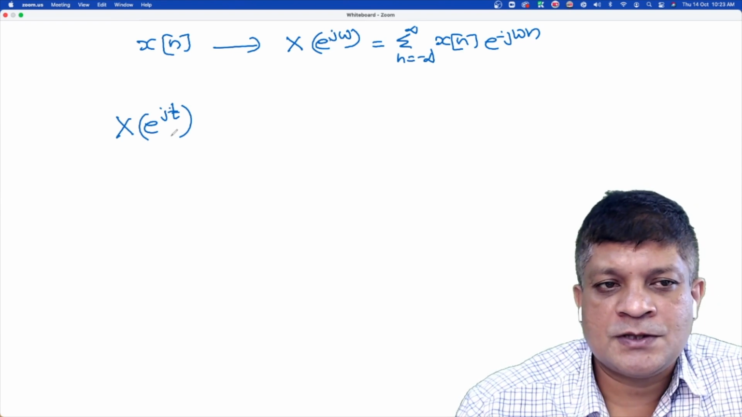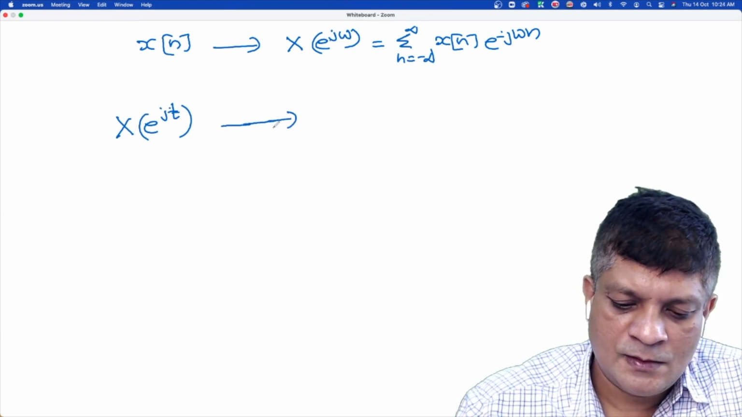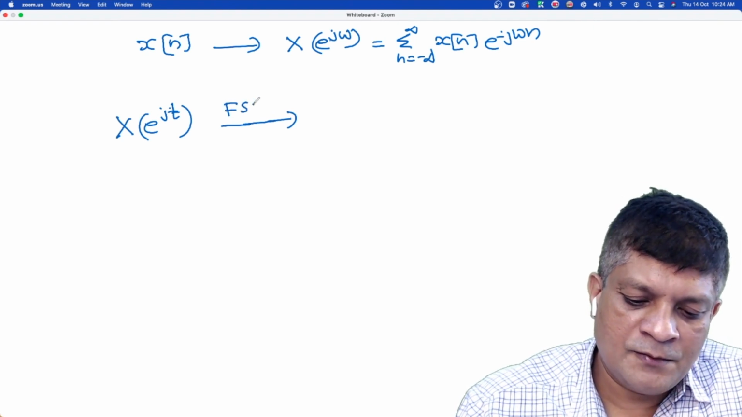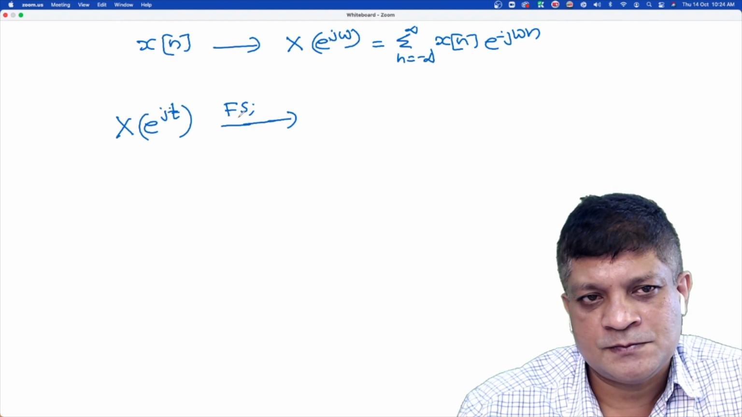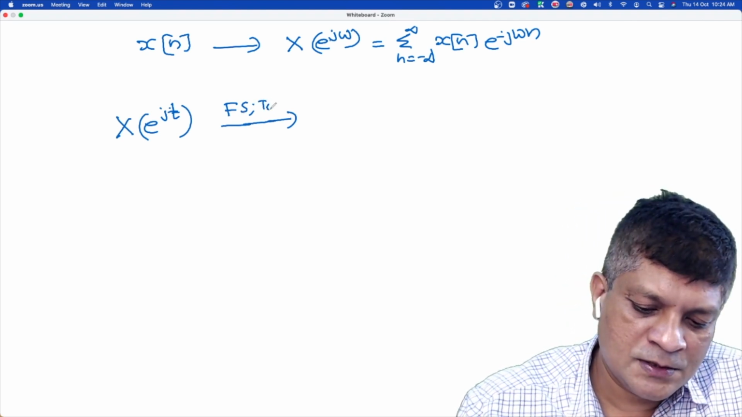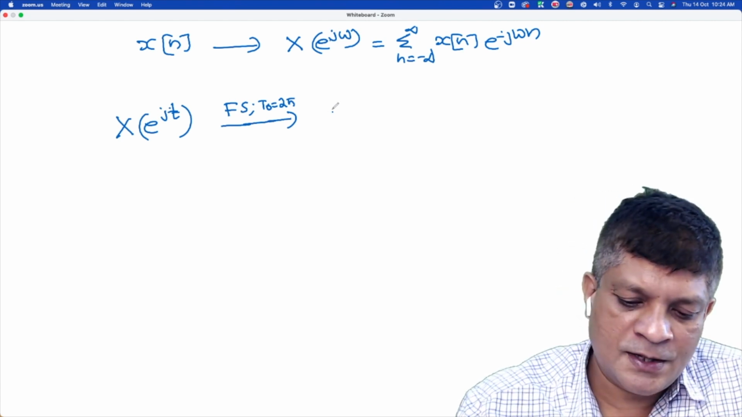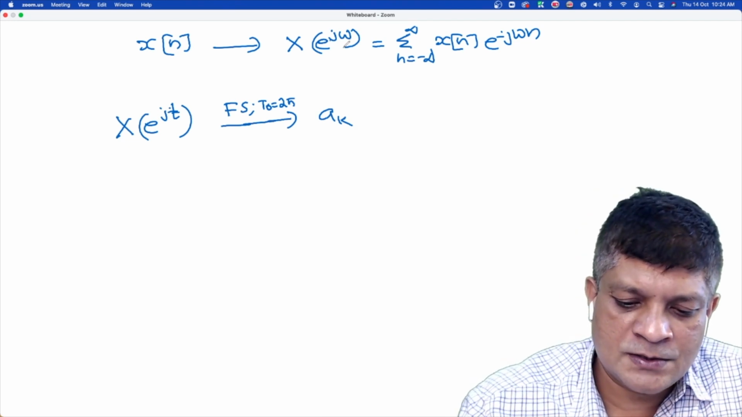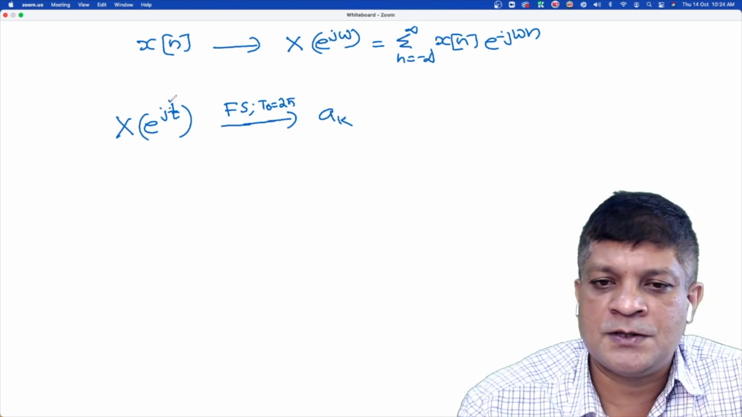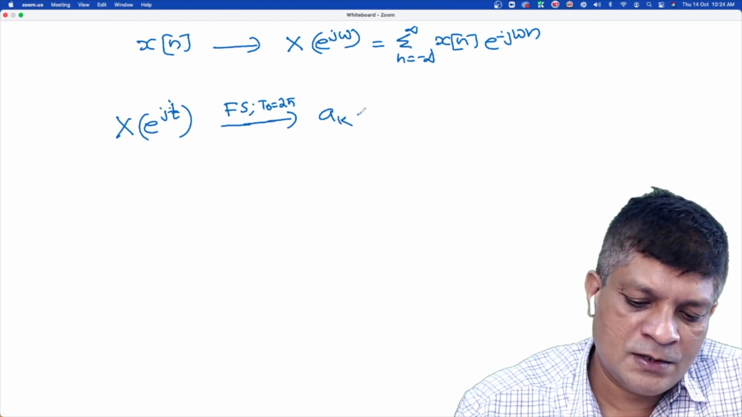Is it a periodic signal? Yes, sir. We can find a Fourier series. With respect to what period? 2π. The period is 2π; its fundamental period is 2π. Let's say a_k are the Fourier series coefficients. Okay, we consider a signal having this shape in the time domain, and we can find a Fourier series representation.